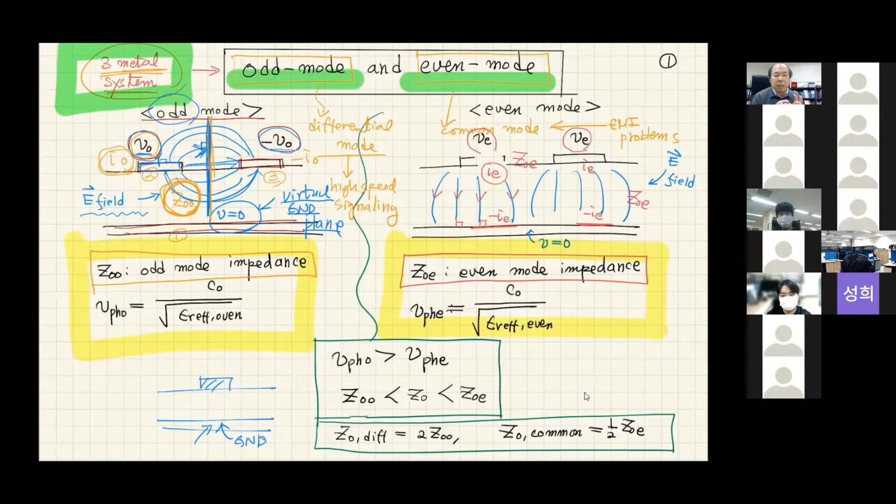So in the three-metal systems, you have to deal with those two different kinds of electromagnetic waves. That is a little bit difficult compared to a single-ended transmission line.